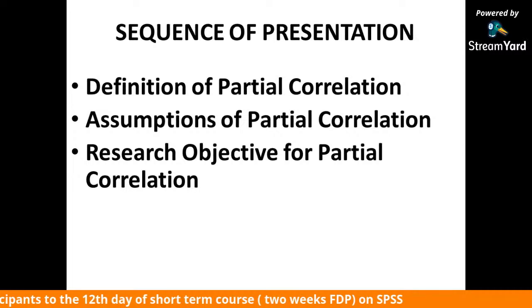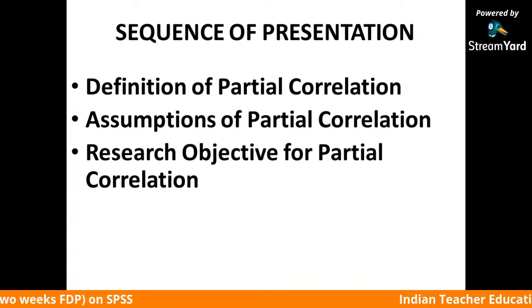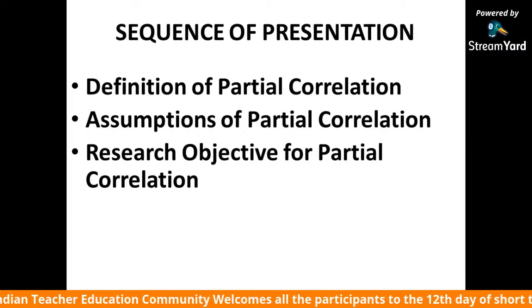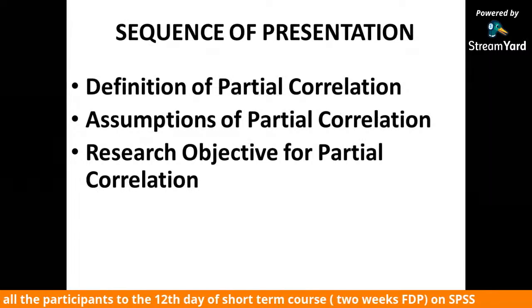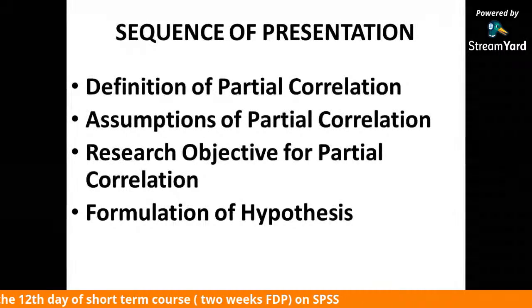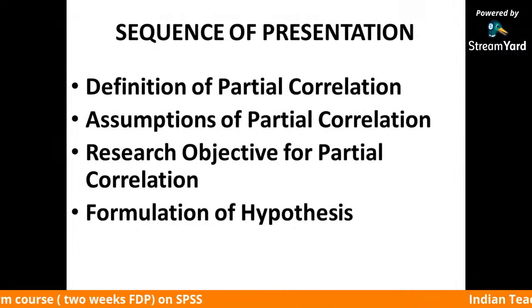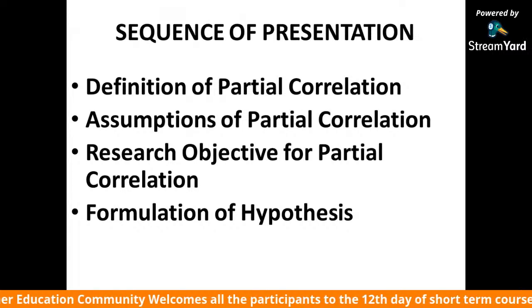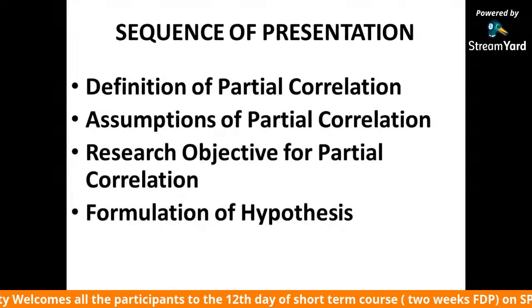Now, you see the wording of the objective, and if that wording is not there, then you cannot analyze your data with the help of partial correlation. So the wording is important. And then I will take you to how the hypothesis has to be formulated. And you know, if your objective wording is pinpointed, then writing the hypothesis is easy.